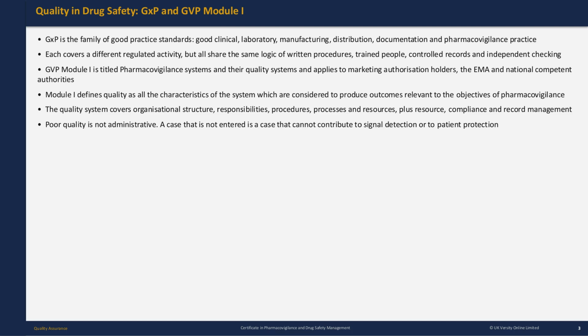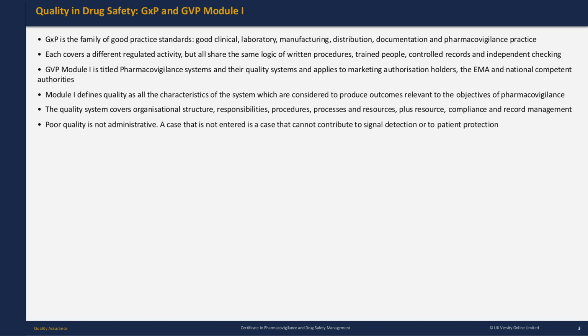Quality in drug safety, GXP and GVP Module 1. GXP is the family of good practice standards: good clinical, laboratory, manufacturing, distribution, documentation, and pharmacovigilance practice. Each covers a different regulated activity, but all share the same logic of written procedures, trained people, controlled records, and independent checking. GVP Module 1 is titled Pharmacovigilance Systems and Their Quality Systems and applies to marketing authorization holders, the EMA, and national competent authorities.